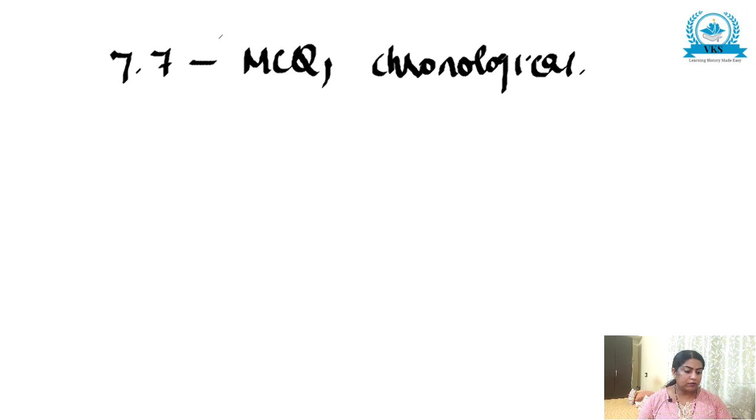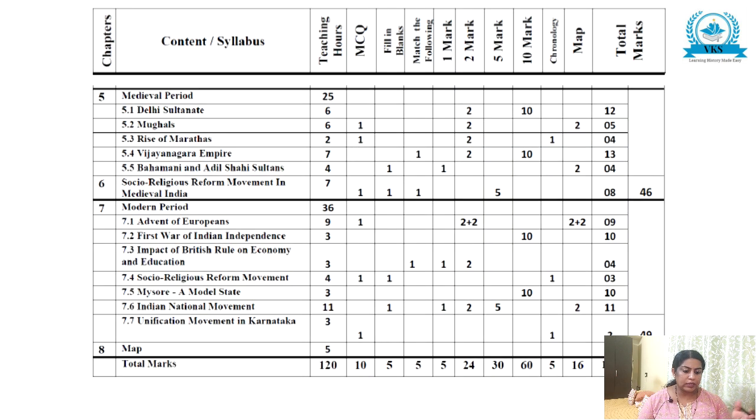Next, finally, we will see chapter 8, that is basically map. In all these chapters, we have discussed from which chapters places in the map will come. So these are the total questions given in your blueprint according to your new pattern. As I have told you, in the new pattern MCQ and fill in the blanks are added, along with all other questions: 1 mark, 2 mark, 5 mark, match the following, chronological order, map, and 10 mark question. So it is very easy to score good marks in your history paper if you study according to this blueprint.